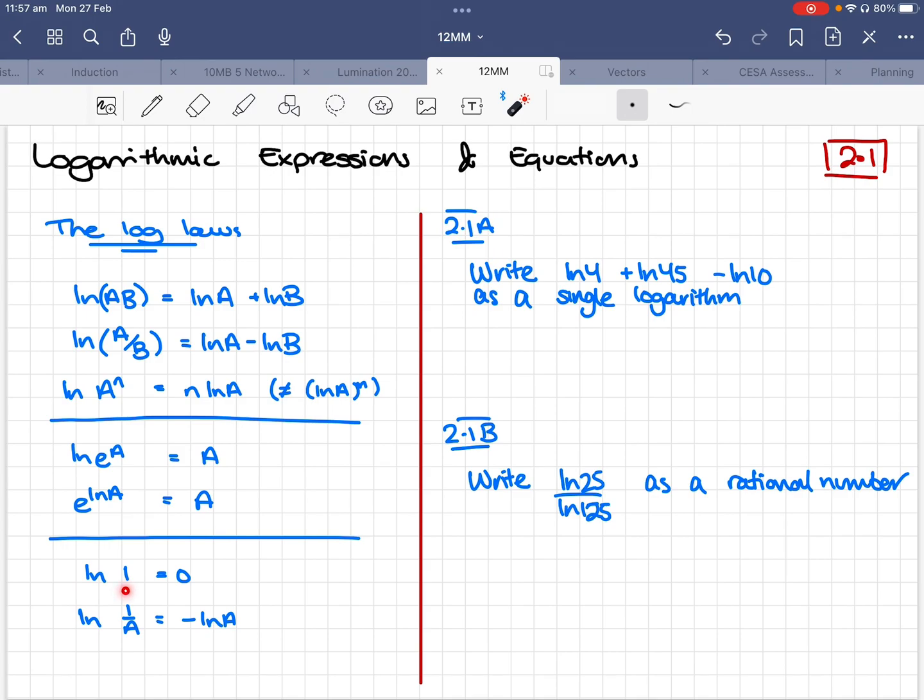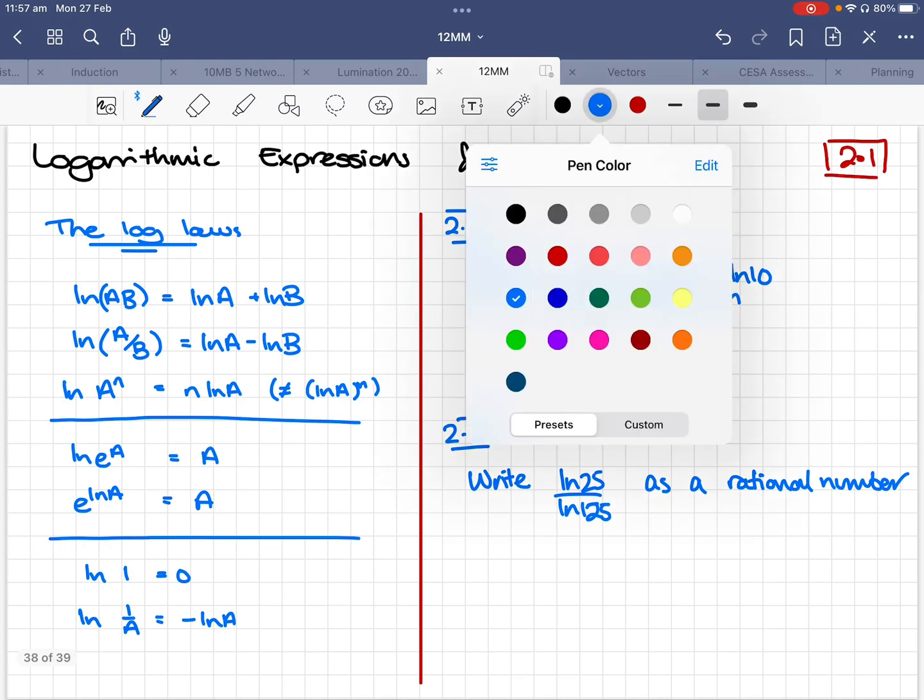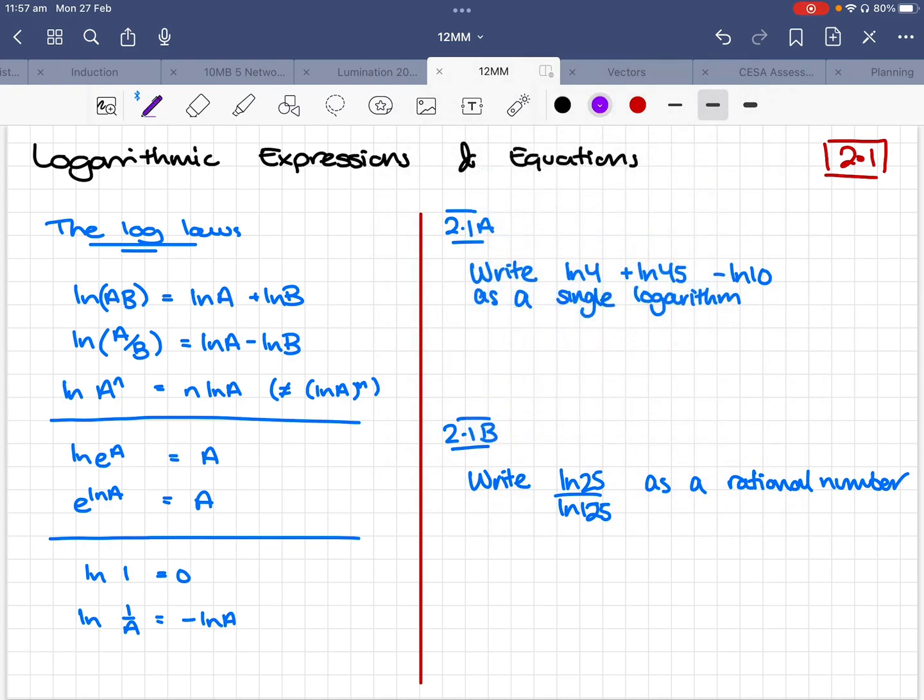If you've got ln of 1, that's always going to be equal to 0. It relates back to this rule here. Ln of e to the power of 0, bring that 0 out the front. That's 0 times ln 1. That's always going to be 0. Ln of 1 over a number as well, often we simplify that as being negative ln a. The reason being this is a to the power of negative 1. Let's get into some examples and you'll see how this is working very, very quickly.